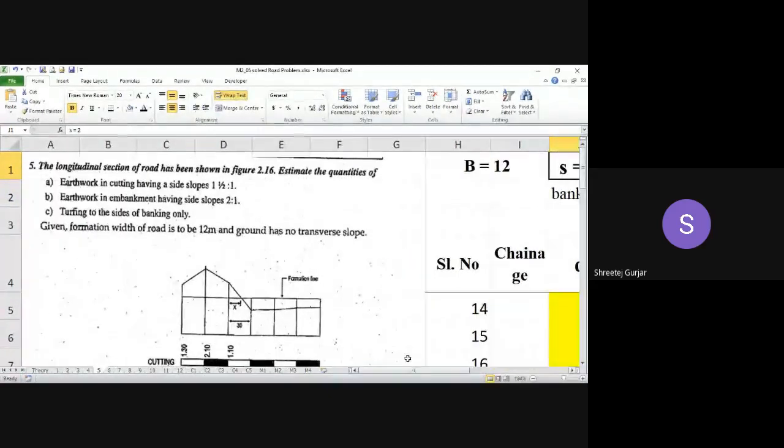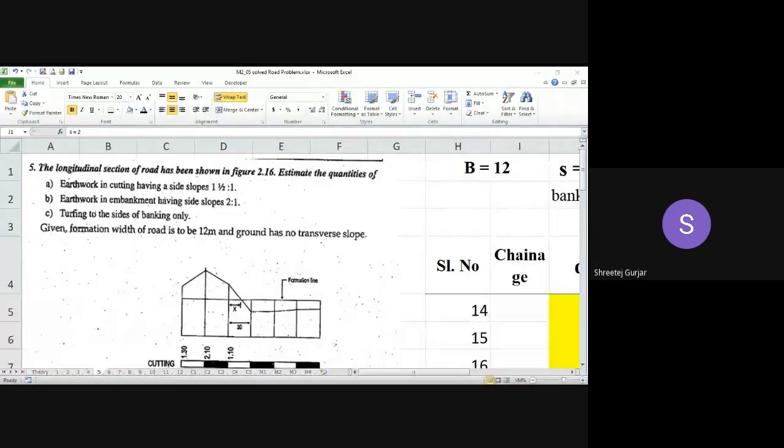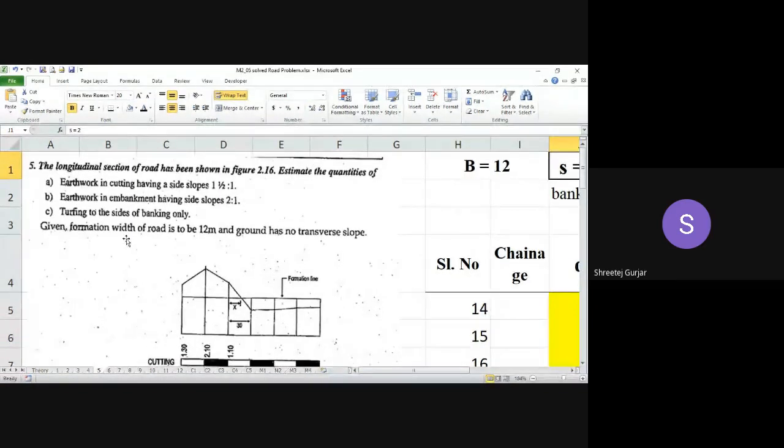Next, turfing to the side of banking only. Turfing we have to calculate. After we calculate the earthwork, we will look at how we calculate the turfing. After this, given formation width of the road is 12 meters, meaning B is equal to 12, the top width. So this is given.